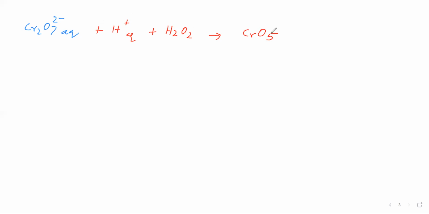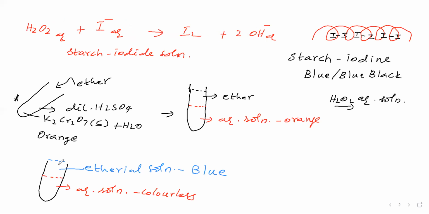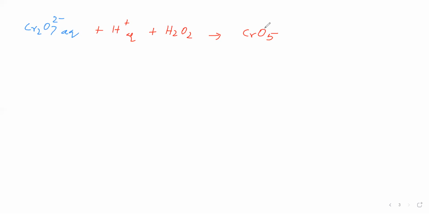This chromium peroxide is highly soluble in ether than in the aqueous solution. Therefore, this chromium peroxide goes into the ethereal solution. So the ethereal solution gets the blue color exhibited by chromium peroxide. Why does CrO5 go to the ethereal solution instead of water? Because CrO5 is more soluble in ether than in water, so the ethereal solution exhibits blue color.